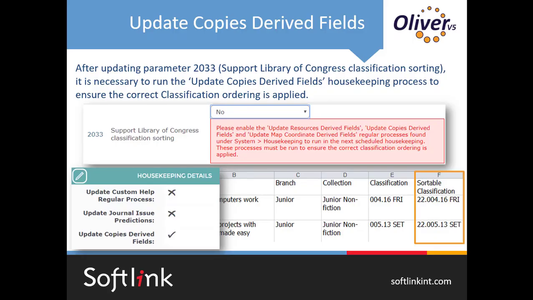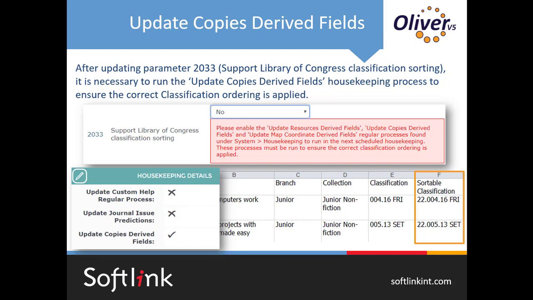As per the message we saw when changing parameter 2033, the next thing to do is set the Update Copies Derived Fields process to run in housekeeping. This process will update the system used sortable classification field on the copy record. The sortable classification field is used by the Stocktake when determining whether items have been shelved in the wrong order, and also when it calculates what is to be included in a particular Stocktake section.